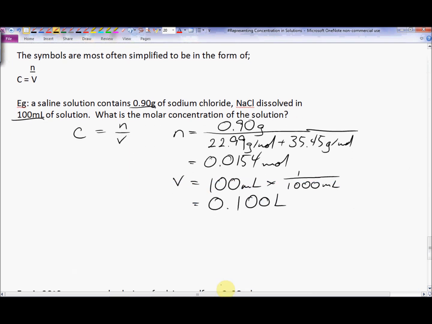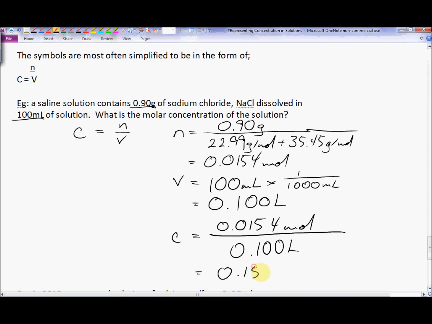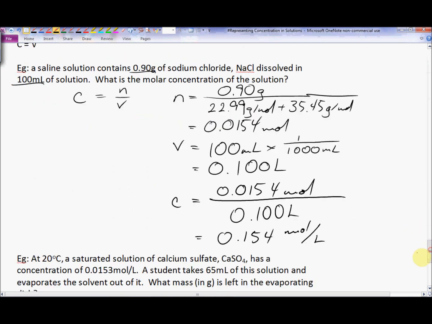Okay, so C is equal to N, which is the number of moles there, divided by our volume, 0.1, gives us 0.154 moles per liter. Okay, and that is our concentration of the saline solution.